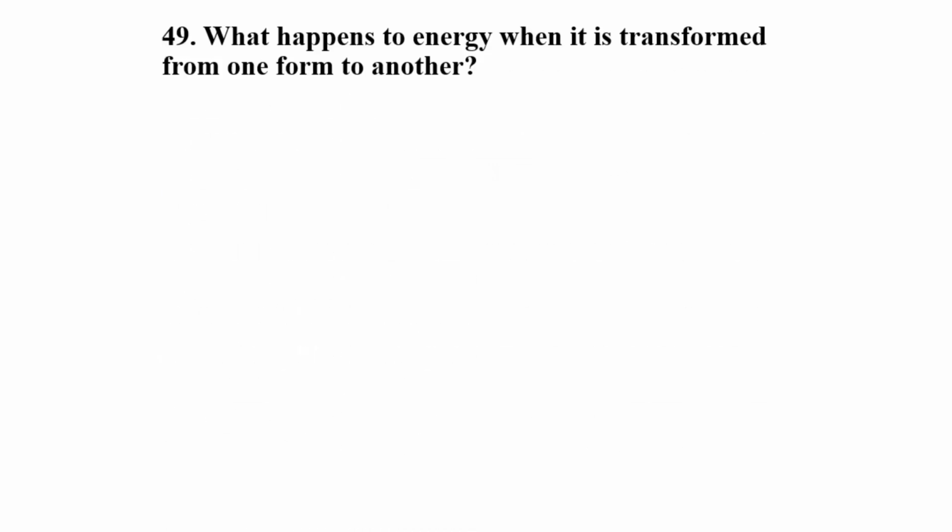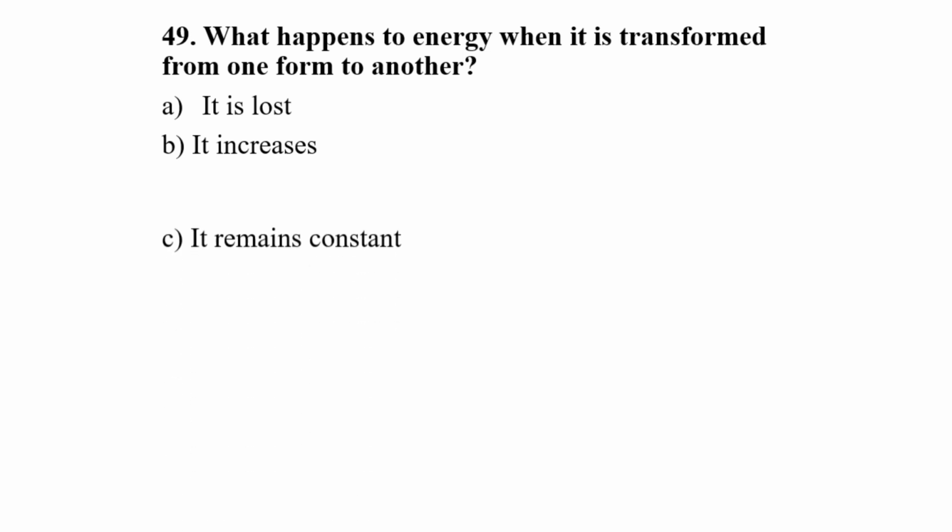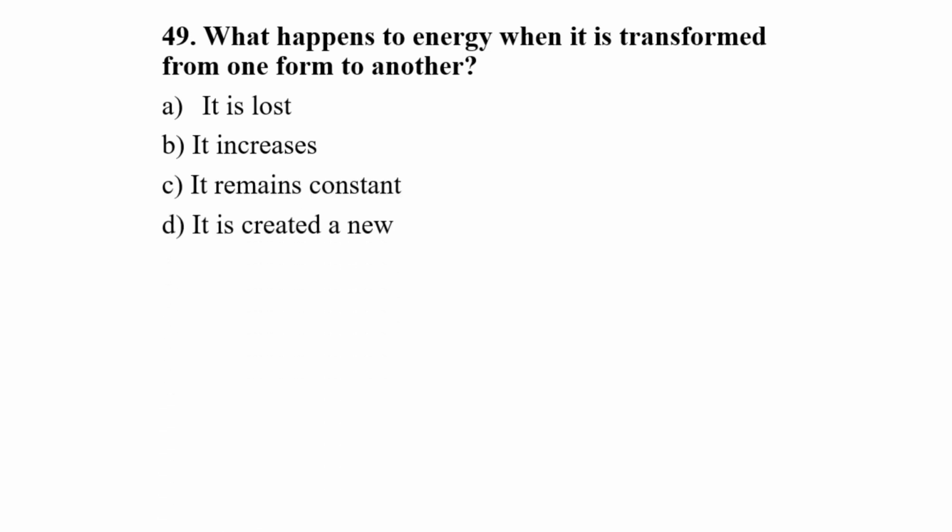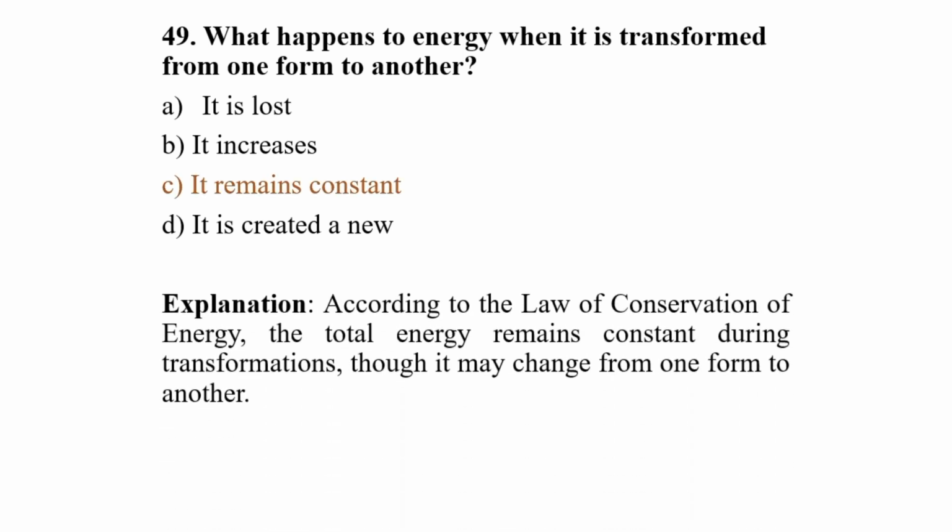Question number 49. What happens to energy when it is transformed from one form to another? A. It is lost. B. It increases. C. It remains constant. D. It is created anew. The answer is it remains constant. According to the law of conservation of energy, the total energy remains constant during transformations, though it may change from one form to another.